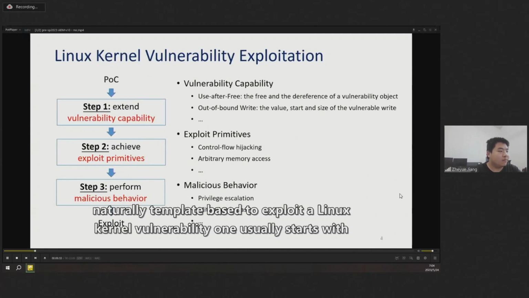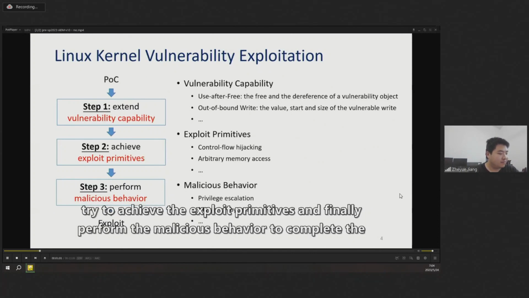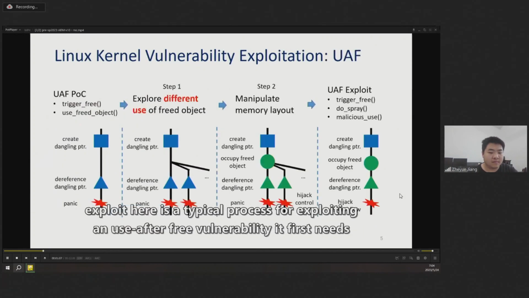To exploit a Linux kernel vulnerability, one usually starts with a proof-of-concept program. Then it needs to understand the capability of the vulnerability, try to achieve the exploit primitive, and finally perform the malicious behavior to complete the exploit. Here is a typical process for exploiting a use-after-free vulnerability.